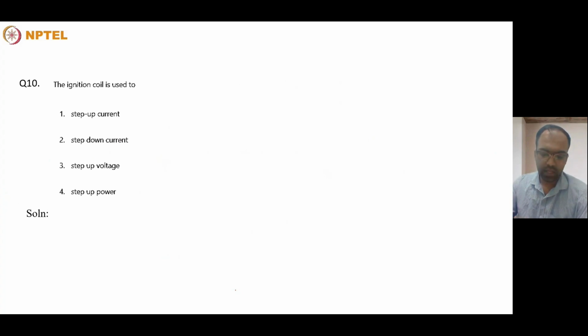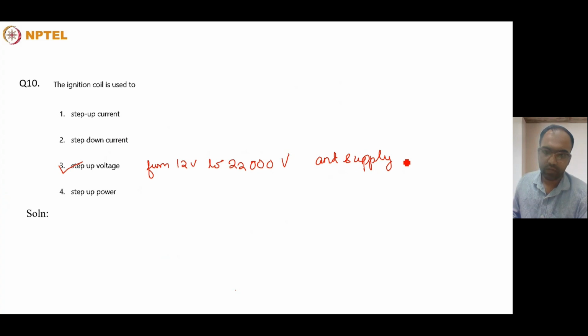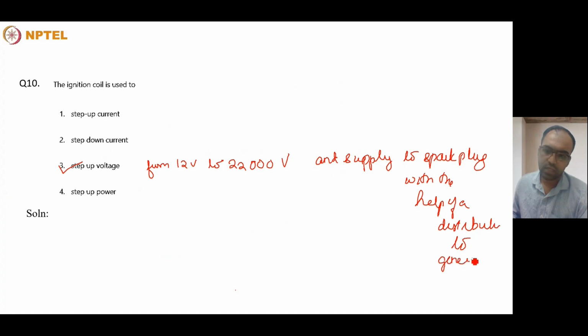The next is a question regarding the ignition coil setup. So the ignition coil is used to step up current, step down current, step up voltage, or step up power. The ignition coil is used to step up voltage from a 12-volt battery to 22,000 volts and supply it to the spark plug with the help of a distributor to generate spark.